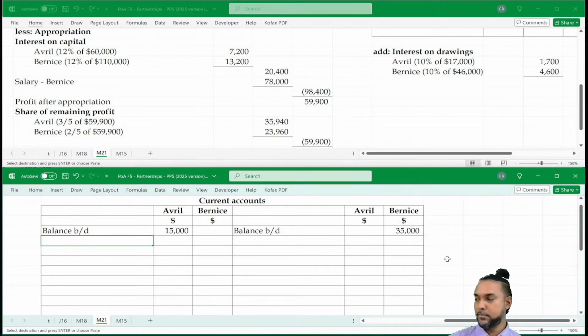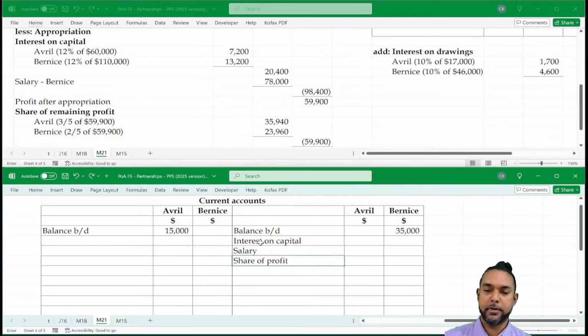All right, let's start putting in some stuff. What items go on the credit side of the current account? Interest on capital, salary, and share of profit. Very good. All right, so for Avril, what do we have? Bernice was very good. Salary, and a big salary for Bernice. All right, share of profit.